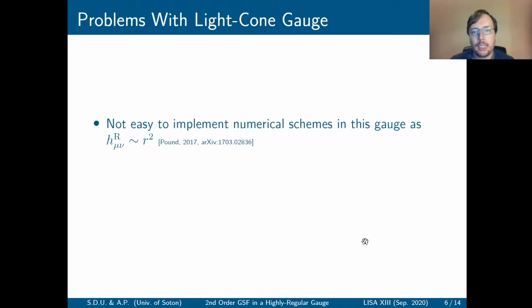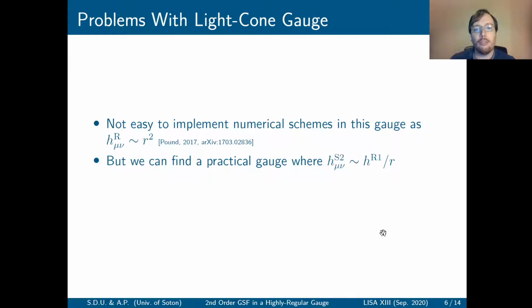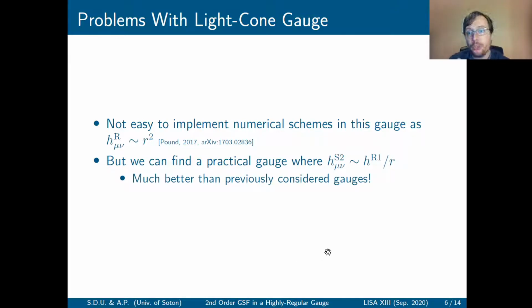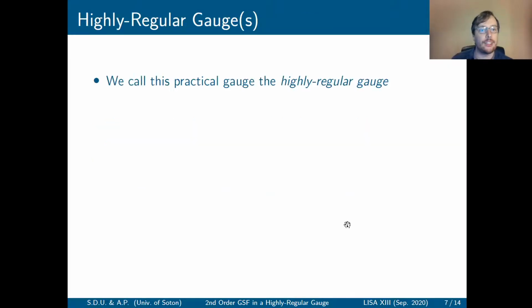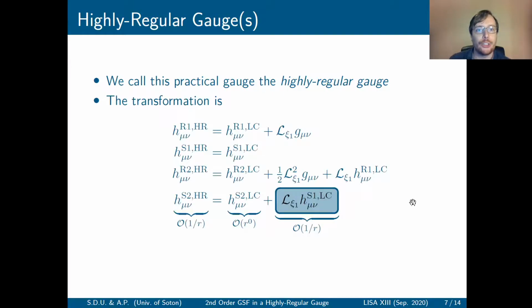However, it's not easy to implement numerical schemes in this gauge, as it constrains the regular field to go like r squared. This means that the regular field and its derivatives vanish on the world line. But we can find a practical gauge where the second order singular field goes like the first order regular field divided by r. Although this has a singular structure, it's still much better than any previously considered gauge. We call this practical gauge the highly regular gauge.